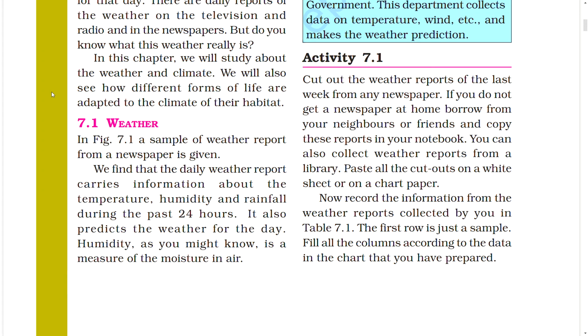Activity 7.1. Do this. Cut out the weather reports of the last week from any newspaper. If you do not get a newspaper at home, borrow from your neighbors or friends and copy these reports in your notebook. You can also collect weather reports from a library. Paste all the cutouts on a white sheet or on a chart paper. Now record the information from the weather reports collected by you in the table. The first row is just a sample. Fill all the columns according to the data in the chart that you have prepared.